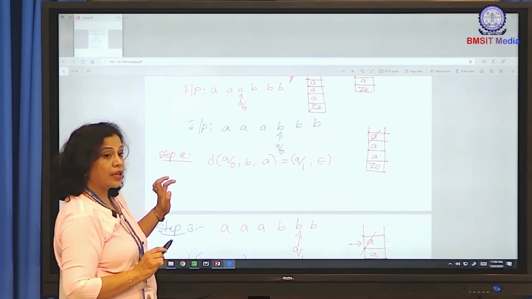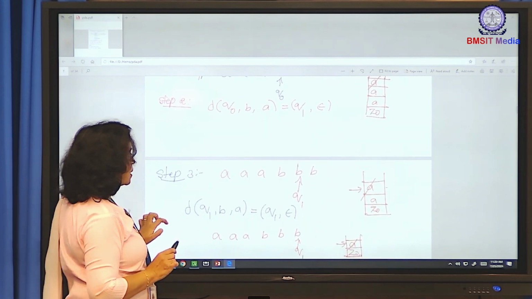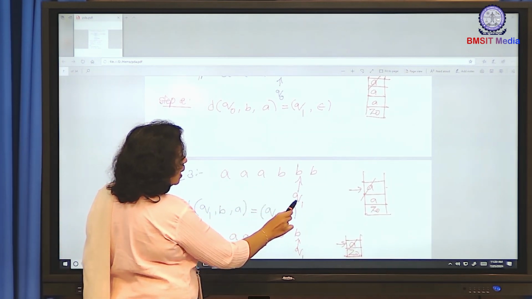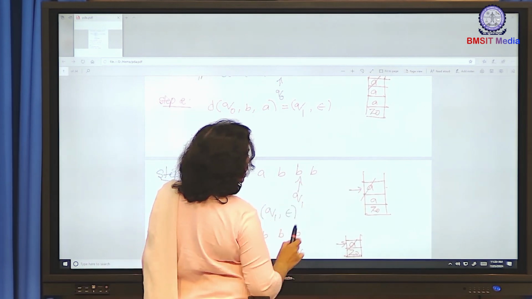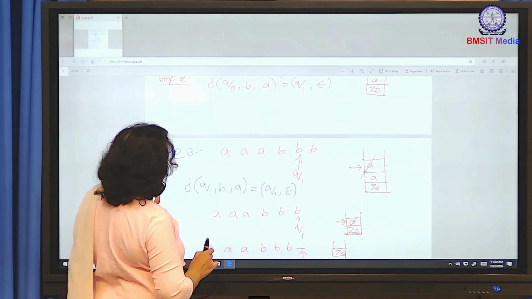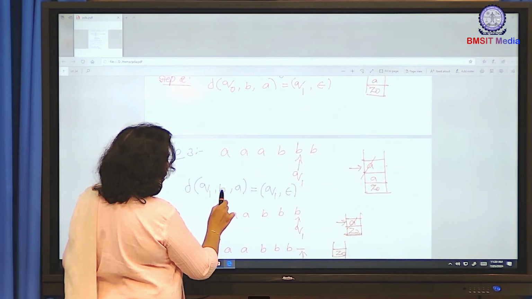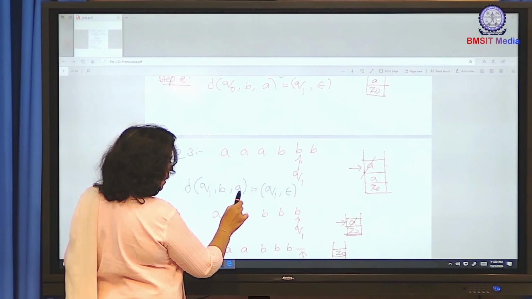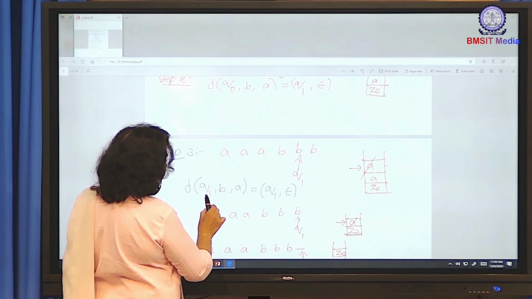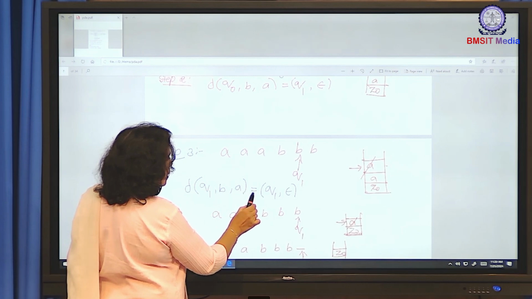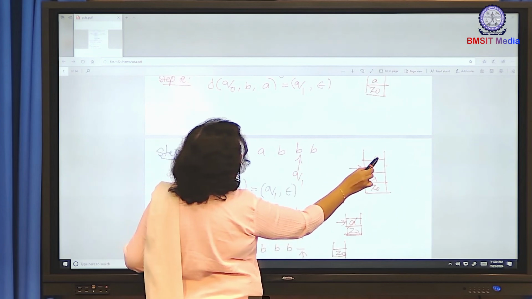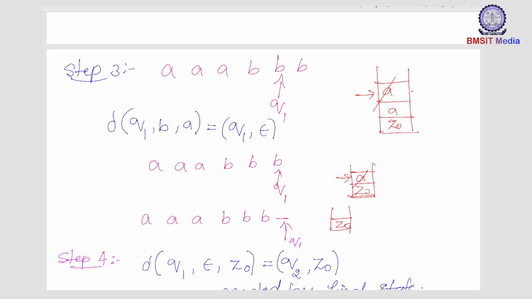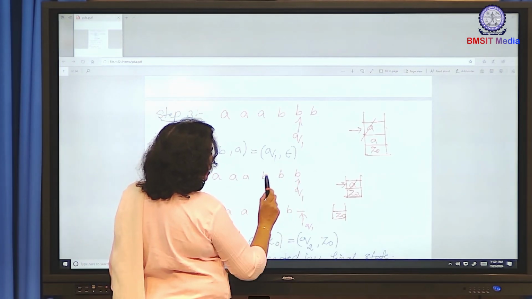Now I am in state Q1. So this is how my input looks like. I am in state Q1. I am reading the input B. Top of the stack is A. So delta of Q1 comma B comma A is equal to Q1 comma epsilon, because for every B I read, I pop A from the stack. So now this is the content. That is, I have read this B, I am reading the last B.